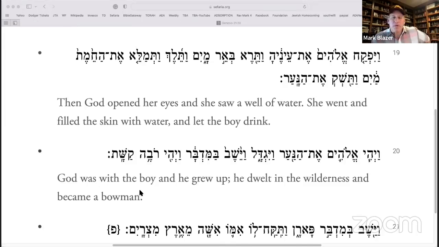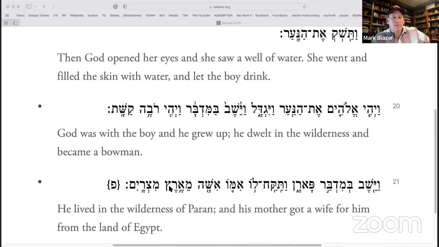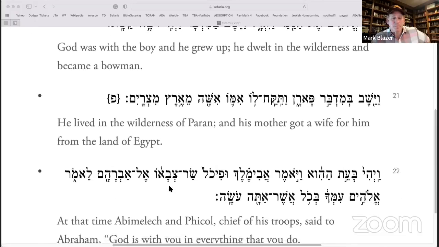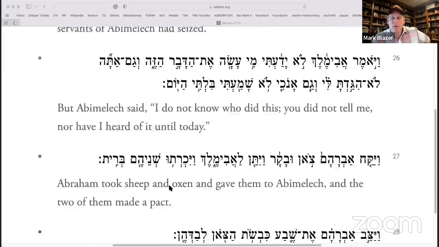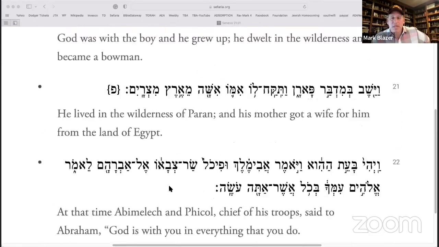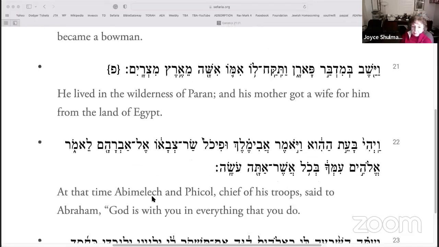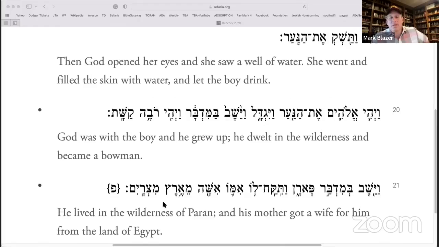And God was with the boy, and he grew up in the wilderness, became a bowman. And he lived in the wilderness of Paran. And his mother got a wife for him from the land of Egypt, her home country. And we're going to break right there, because that's the end of that part of the story. And so there's a little ending right there. The next time we're going to come back up to Avimelech and Avraham, but this is a good place to end this part of the story.